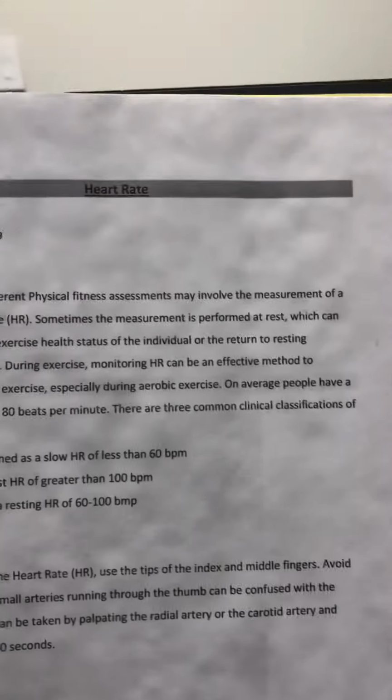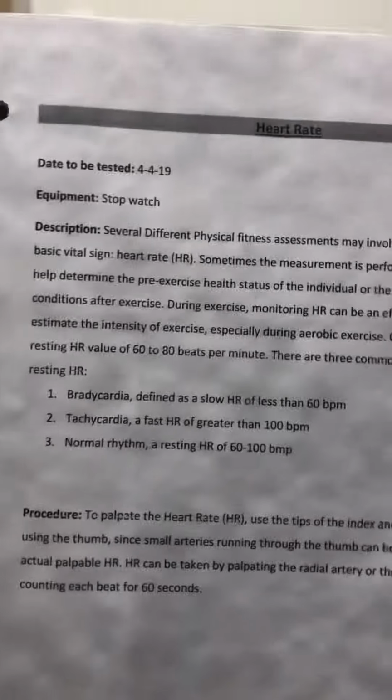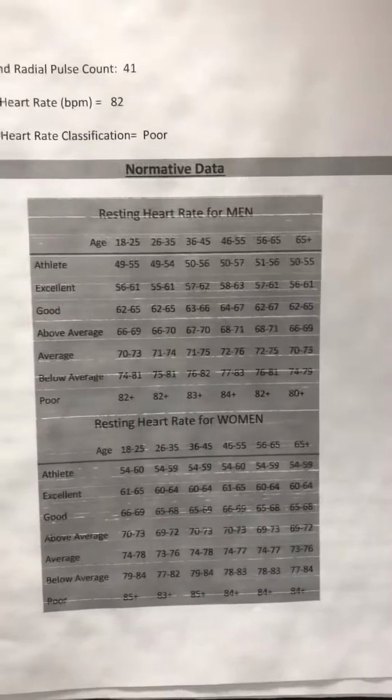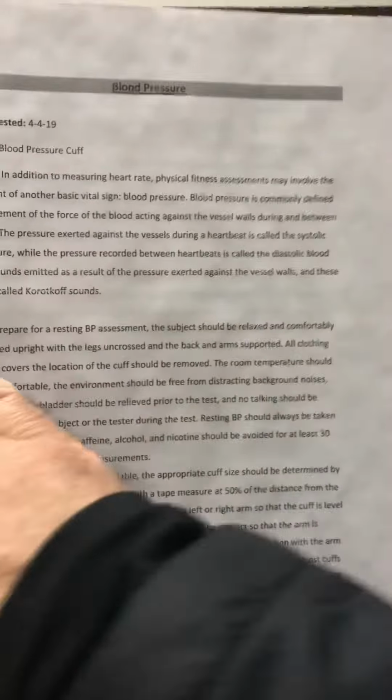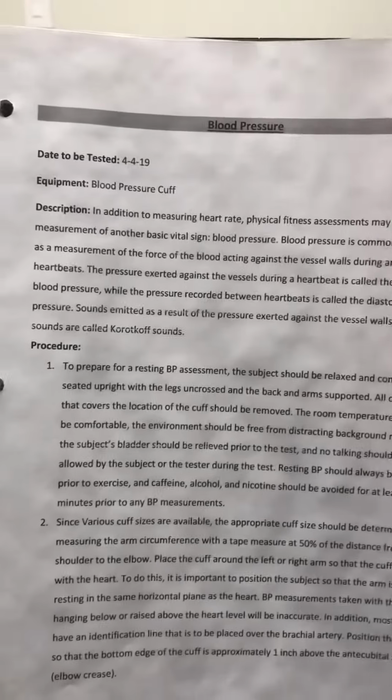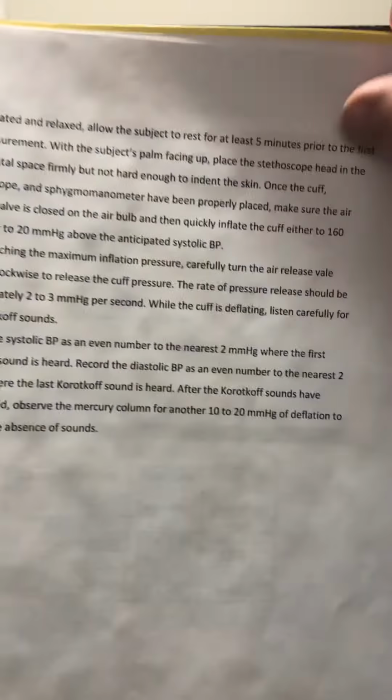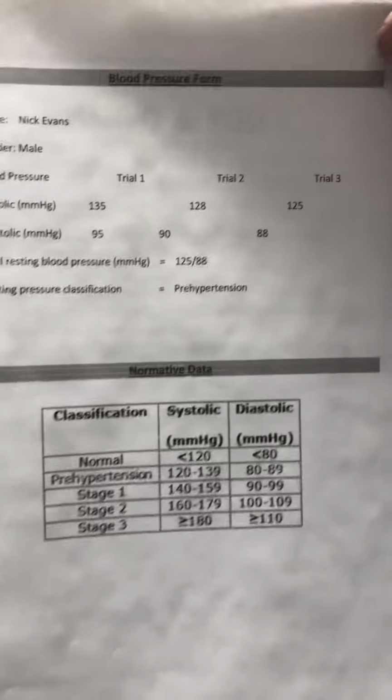So here's the section, medical history, section 1. And it goes into, this particular one is heart rate. It goes into normative data for heart rate. Next is blood pressure. Again, equipment, description, procedure. And then goes into blood pressure form with classifications.